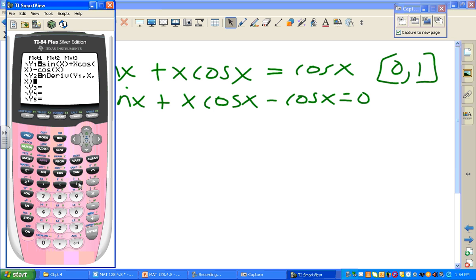It'll do the numerical derivative. That's what I want. I want numbers. Math 9. We've done that before, numerical derivative. Okay. You only don't know what to do. Math 9, you said? Yeah, math 9 gives me the numerical derivative of y1.